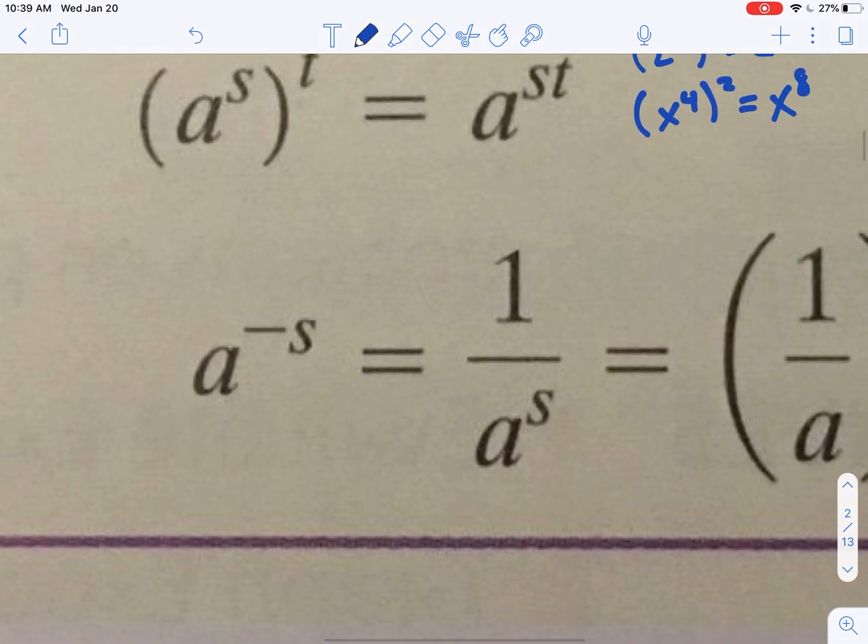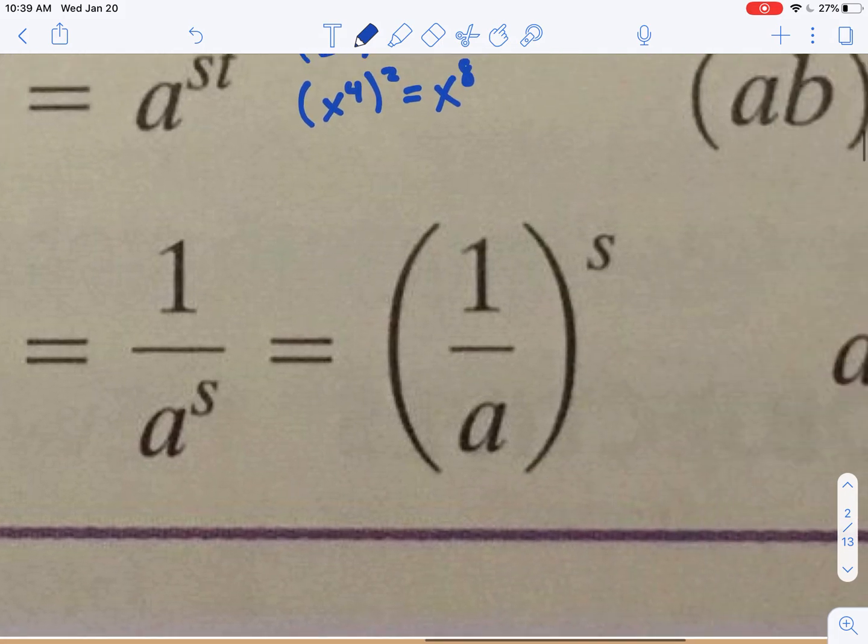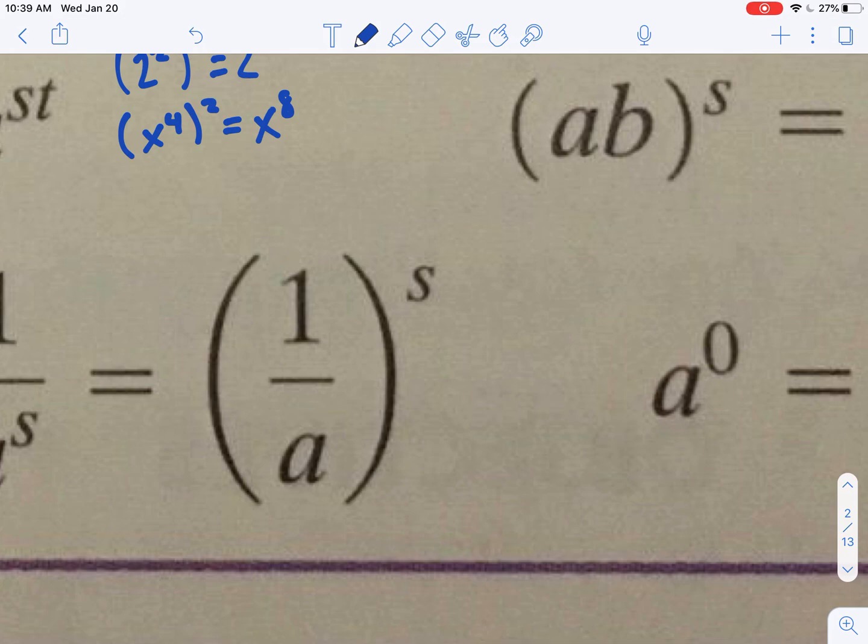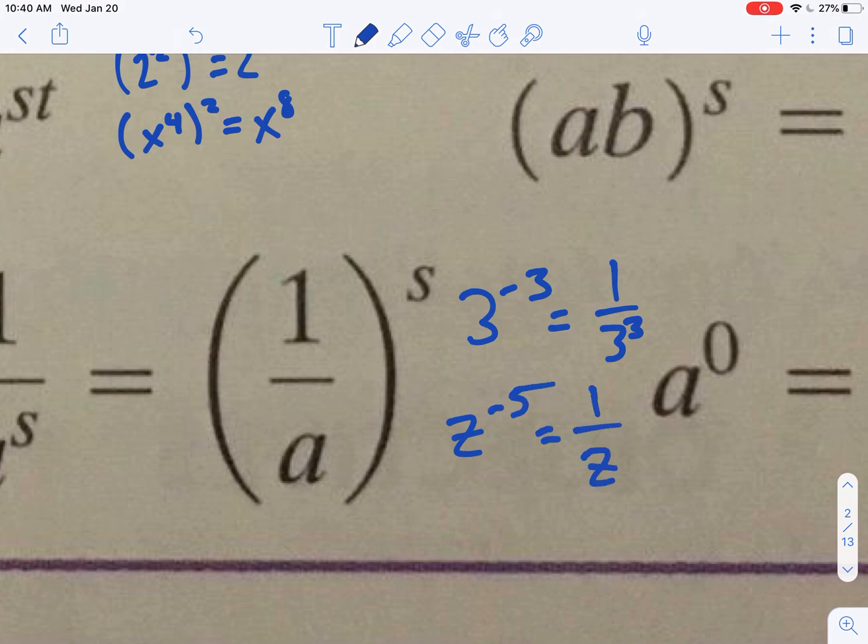If you raise something to a negative power, we have to remember that this flips where the variable is in terms of the denominator. So a to the negative s becomes 1 over a to the s power. So if I said something like 3 to the negative 3, this is equal to 1 over 3 cubed. Or if I said something like z to the negative 5, this would be equal to 1 over z to the fifth.